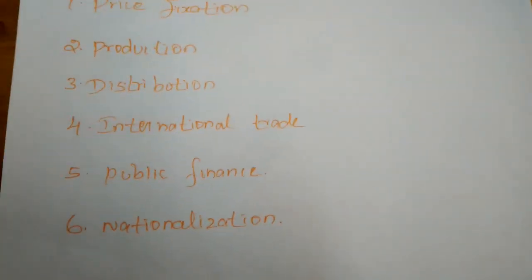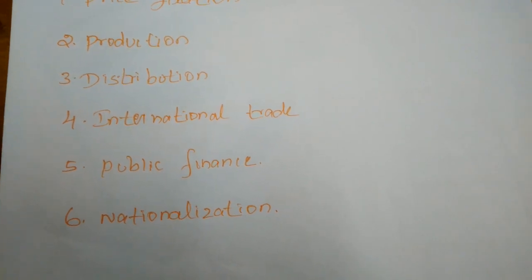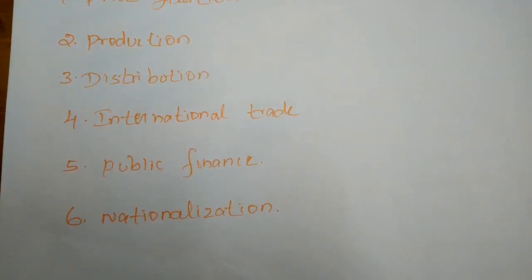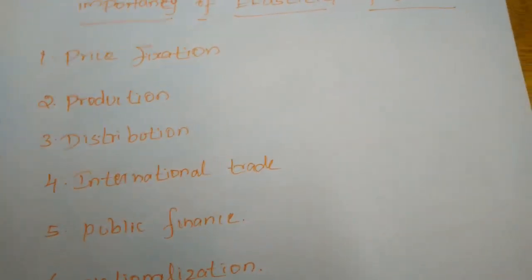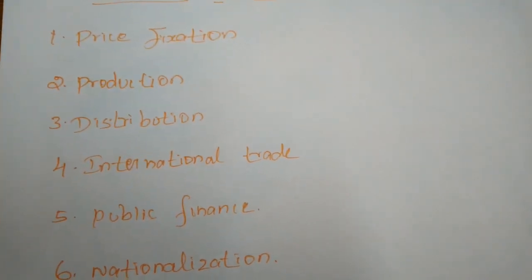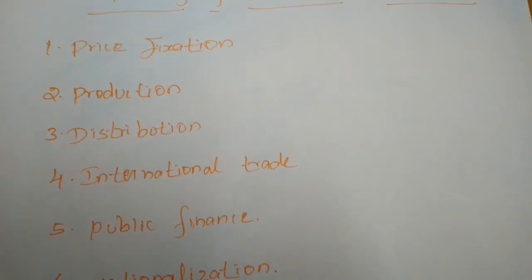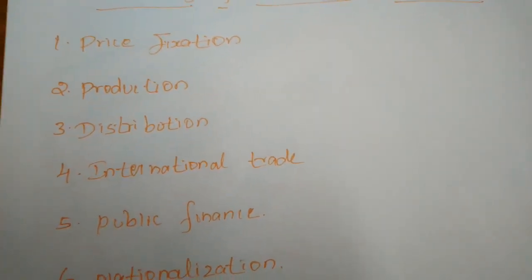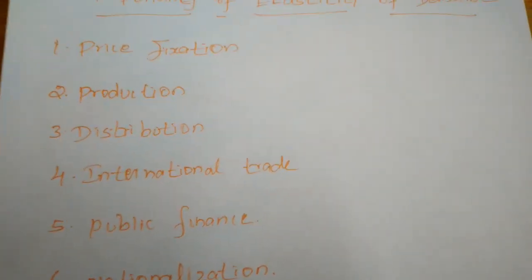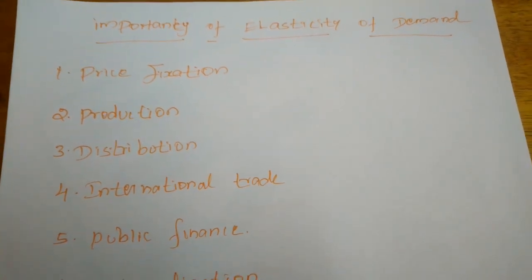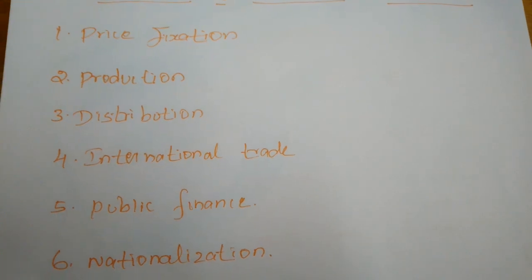Next, distribution. The elasticity of demand also helps in the determination of rewards for the factors of production. The factors of production will get their reward in the form of rent, profit, salaries, right? But when the factors of production get their reward, it is also on the basis of the elasticity of demand that they will get it.